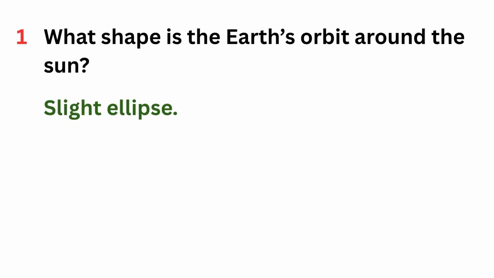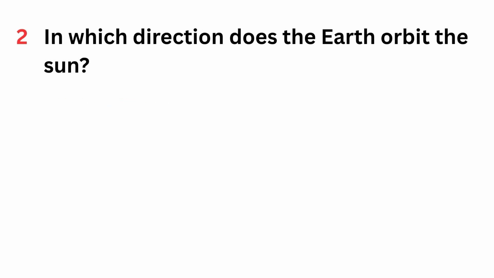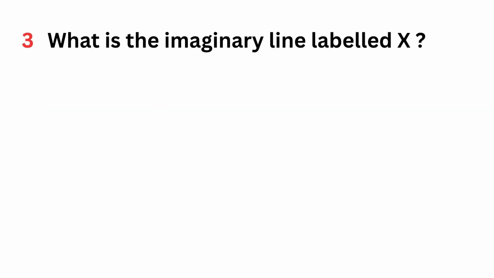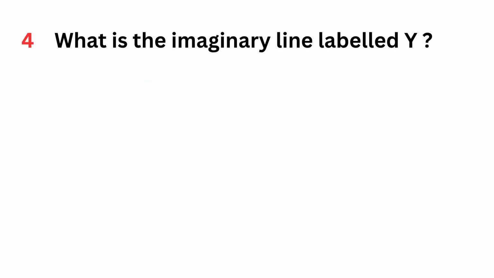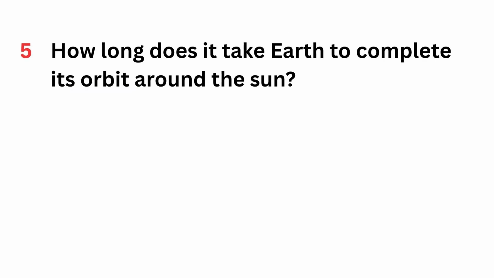Slight ellipse. Question 2. In which direction does the Earth orbit the sun? Anticlockwise. Question 3. What is an imaginary line labeled X? Earth's axis is X. Question 4. What is an imaginary line labeled Y? Equator.